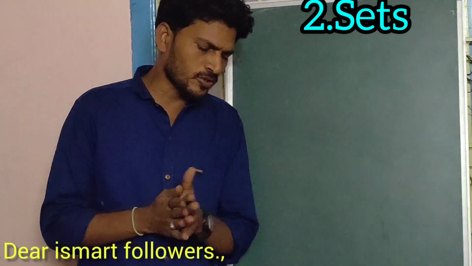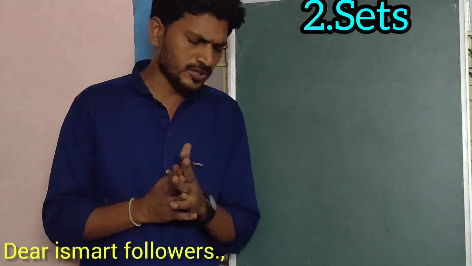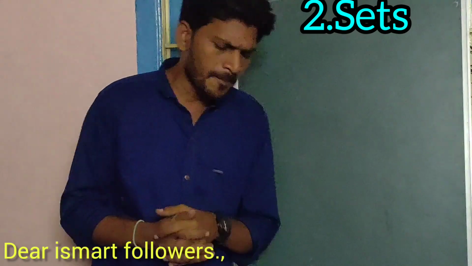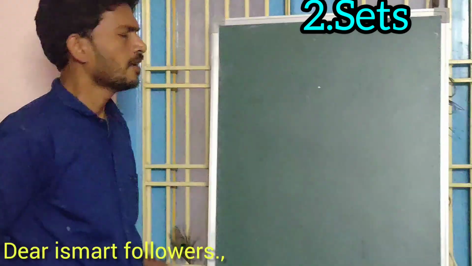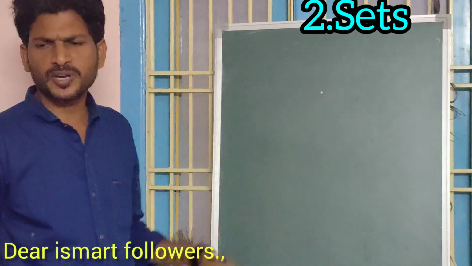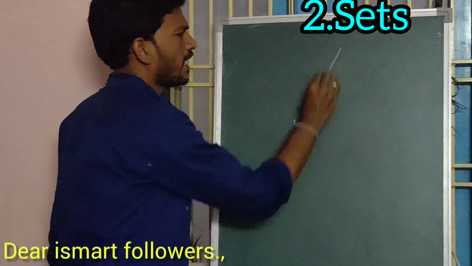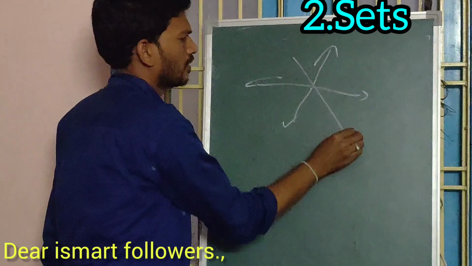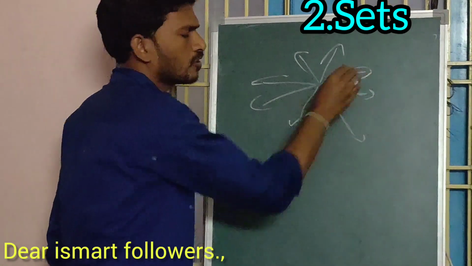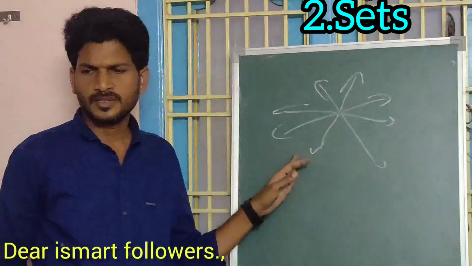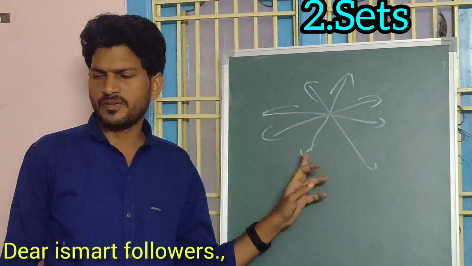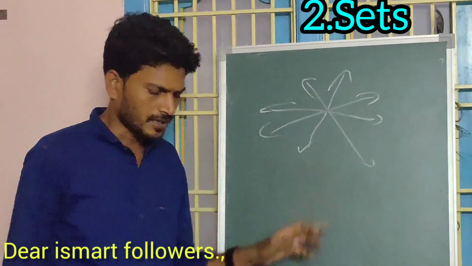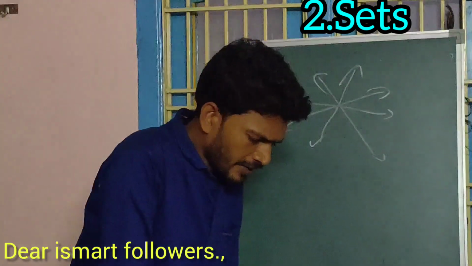So here, exercise 2.4. First question: the set of lines passing through a point. First, put a point. From this point, how many lines can you draw? So many lines, infinite lines, like this. So is this an empty set? No, because here so many lines are there. So this is not an empty set. What is the answer? Not empty set.